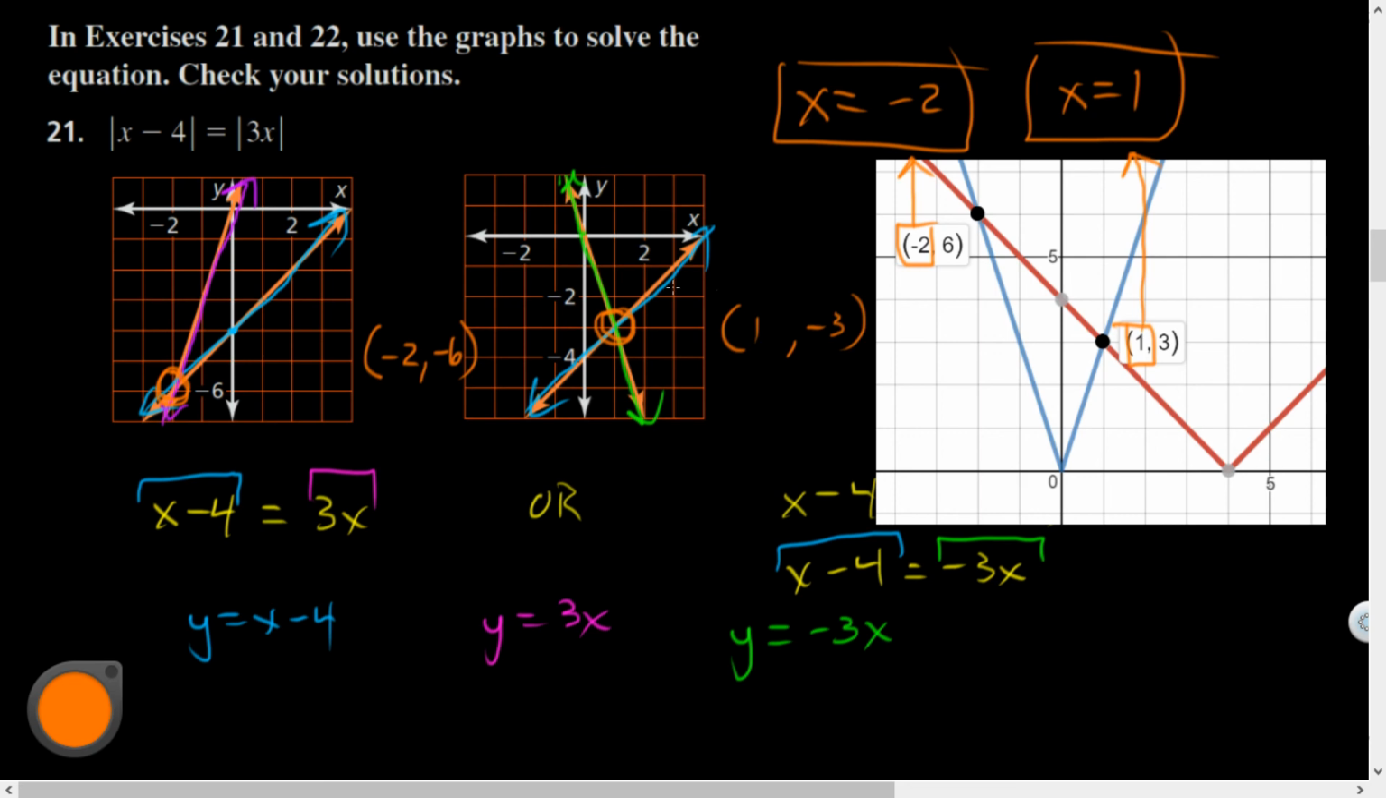So whether I broke this into 2 cases and graphed all 3, and I graphed only lines, or if I remembered how to graph absolute value effectively, I could have graphed this side and this side separately and found the intersections and found 2 solutions at the same moment. So that's the power of solving by graphing.